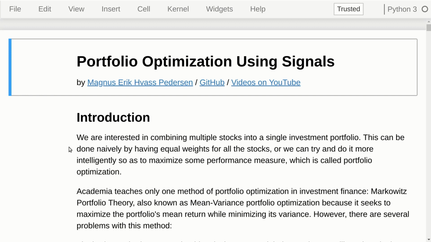So we are interested in combining multiple stocks or other assets into a single investment portfolio. We only consider stocks and stock indices in this video here. And of course, the naive way of doing that is to have equal weights for all of the stocks. But we can also try and do it more intelligently so that we maximize some performance measure, and this is called portfolio optimization. The only method that they teach you in academia is called Markowitz portfolio theory or mean variance portfolio optimization, because it tries to maximize the portfolio's mean return while minimizing its variance.